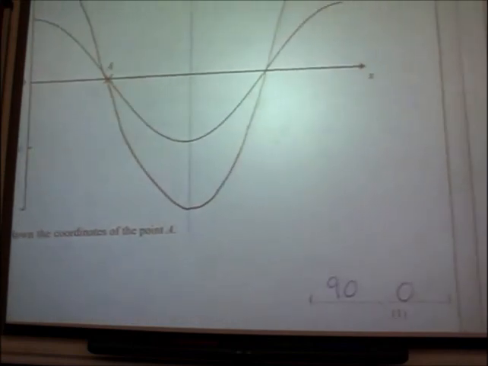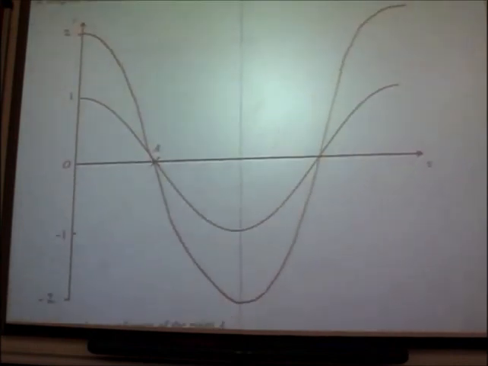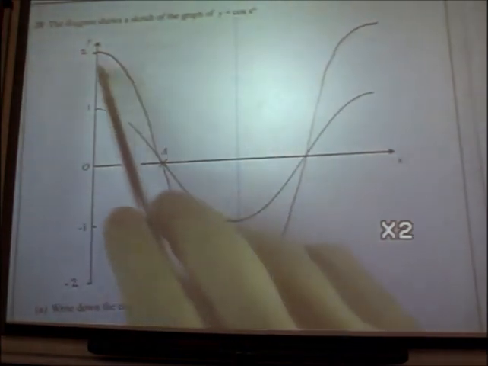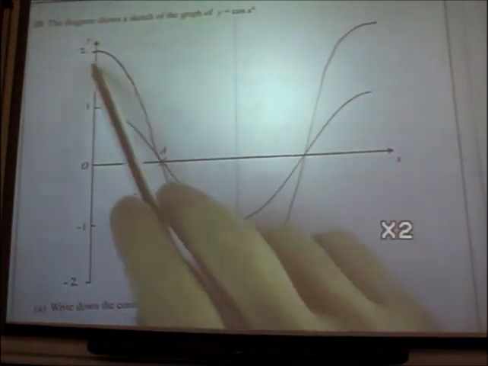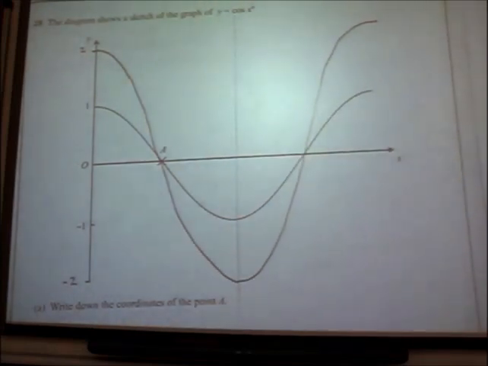So 90 and 0. On the same diagram, draw a sketch of the graph y equals 2 cos x. And all that 2 cos x is doing is making it twice as high. I suppose you've got to be careful of your wording here. So it's this one I've drawn on. I've labelled the 2 and the minus 2. So it goes through the same points, but it just is a lot taller. So all the way down there and all the way up there. And you get a couple of marks for that.